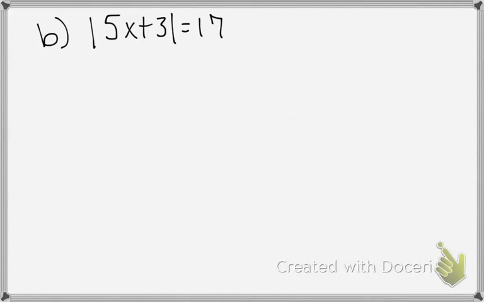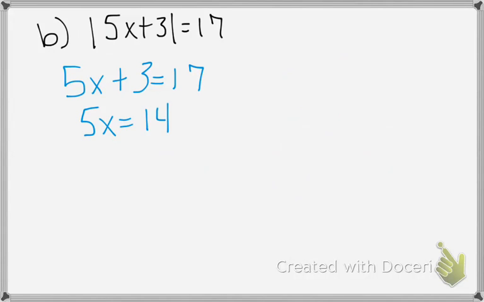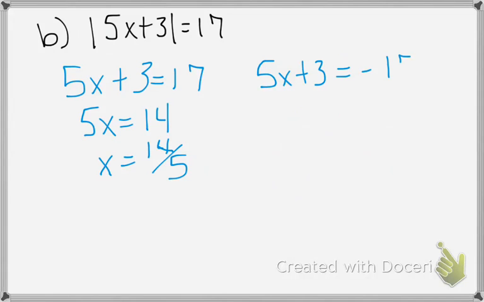Our next problem is the absolute value of 5x plus 3 is equal to 17. Same kind of deal, we'll have 5x plus 3 equal to 17. We solve this equation, so 5x is equal to 14, or x is equal to 14 over 5. For our second equation, we could have a negative 17 inside of our absolute value, so we'd have 5x plus 3 is equal to negative 17, which gives us 5x is equal to negative 20, or x is equal to negative 4 in this case.